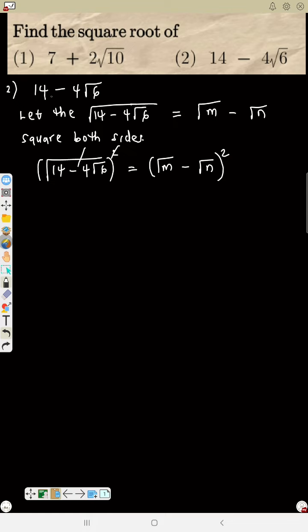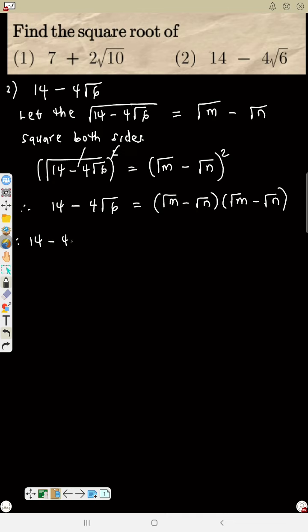So remember in the first question when this is plus, we use root m plus. So now that it is minus, we will use minus. So this will become 14 minus 4 root 6. So expand this twice. Root m minus root n, again root m minus root n. So 14 minus 4 root 6. Expand root m times root m. That will be m. Again root m times root n. That will be minus root mn.